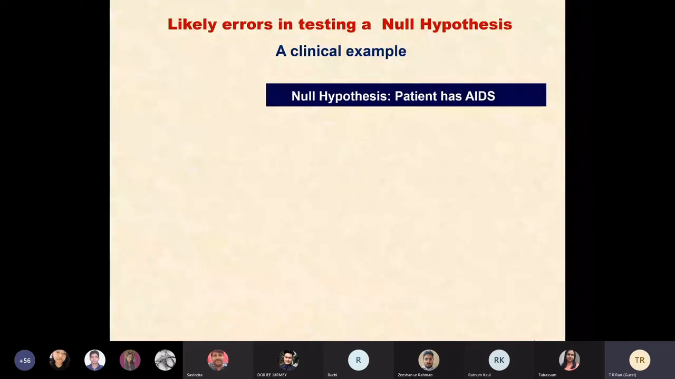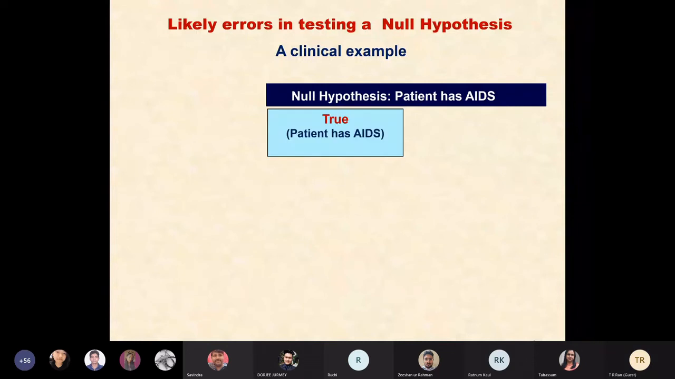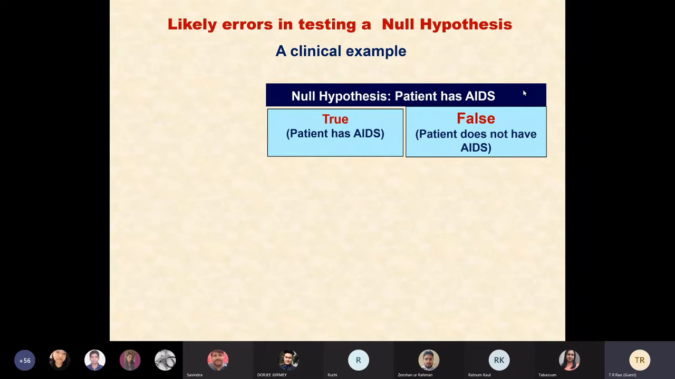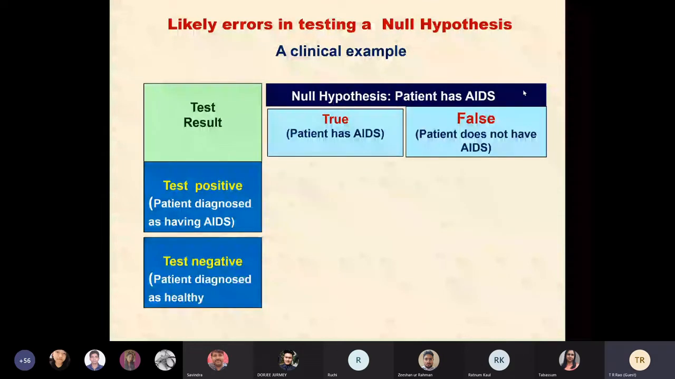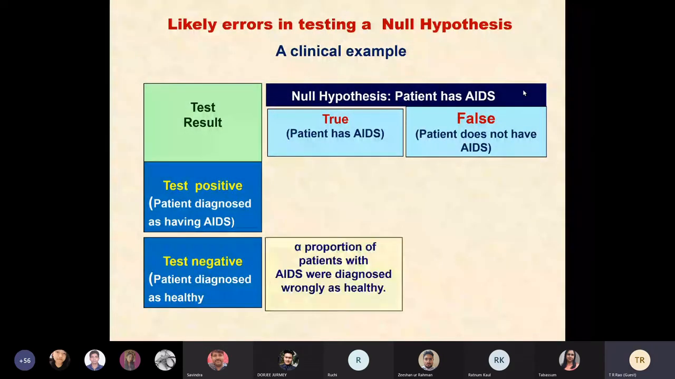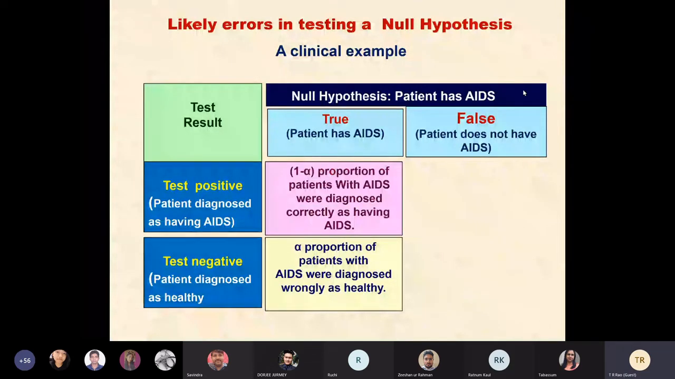Just to reinforce this, I am going to take up a clinical example. The patient has AIDS, because you have a bunch of patients suspected of having AIDS. You bring them to a testing center, with the assumption he might have it. So the null hypothesis is that he has it. Again, the two possibilities, either it's true or false. Now here it is not the jury, but the test kit you are using. The test turns positive, or it could be negative. So again, you can see the errors that could happen.